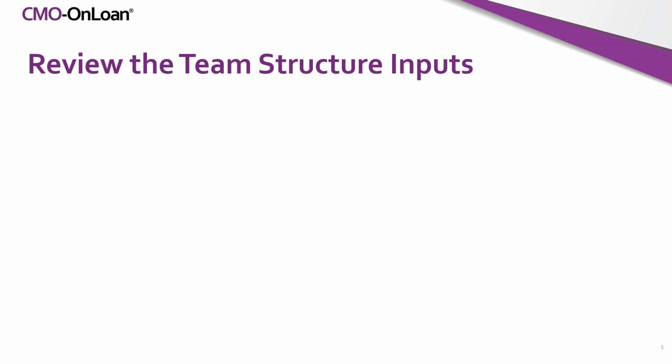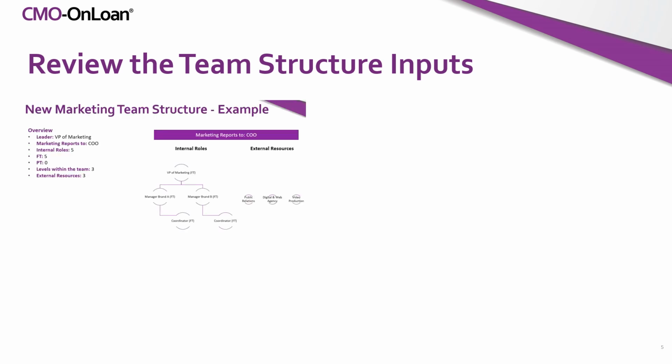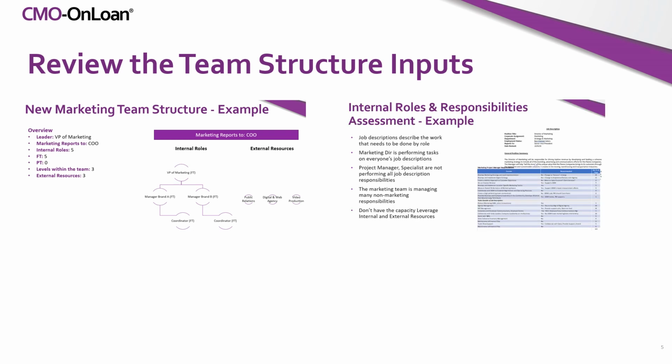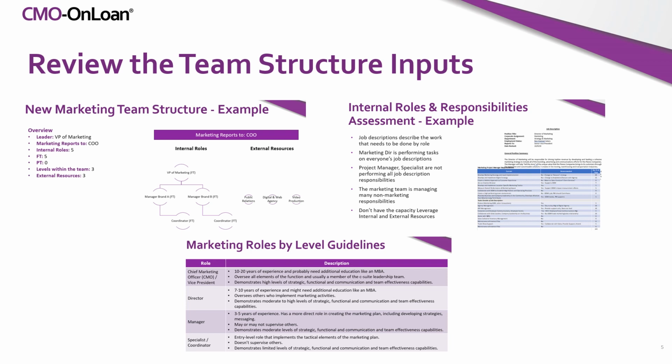And then also for the team structure inputs, you're going to want to have what that structure is and how things interact between both internal and external. And then you're going to want to look at the roles and responsibilities assessment that you did and understand the gaps and the things you need to consider that aren't actually being done as you would like them, or opportunities to do differently. And then finally, you'll look at the roles by level guidelines.